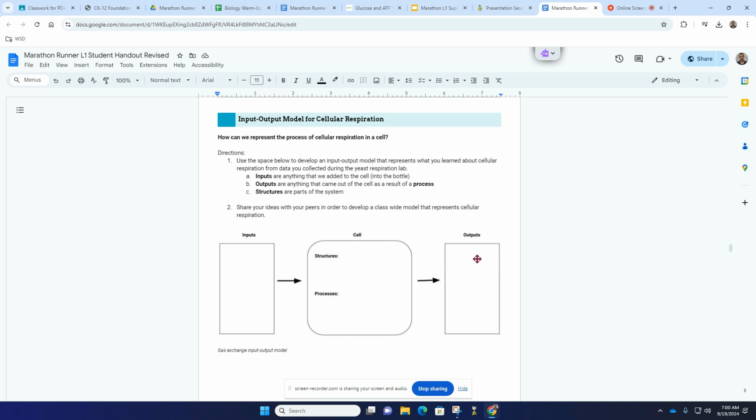And then the last one, and this is hugely important, is ATP energy. And that's the specific type of energy that our cells can use. And once again, that's ATP energy.